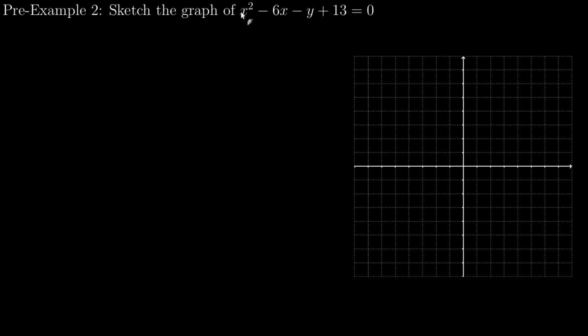I could sketch the graph of this, where I have an x squared but no y squared. And like before, I'm just going to get the y on one side by itself to start off. So I will add the y to both sides, and so I will be left with x squared minus 6x plus 13 equals y. Or if I switch these two, put the y on the left, which is closer to what we usually see, I get y equals x squared minus 6x plus 13.